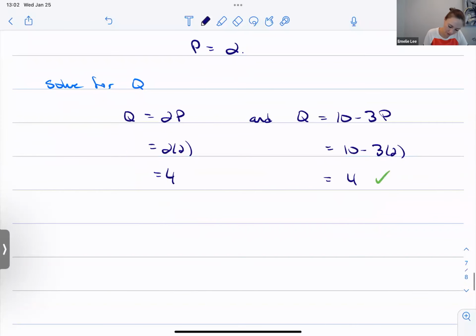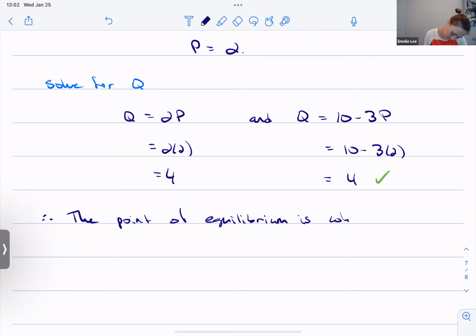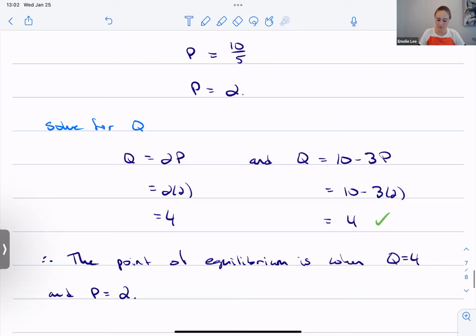So therefore, the point of equilibrium is when Q equals 4 and P is equal to 2. P is 2, Q is 4.